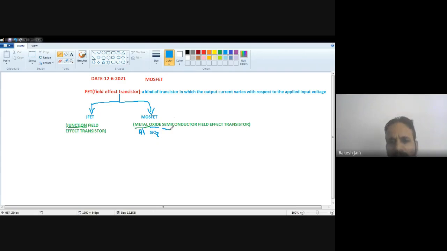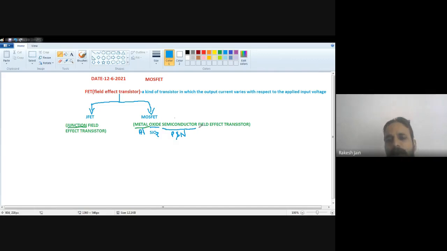Why do we use the word semiconductor? Because it is a transistor, so a P and N combination can be used, meaning P type semiconductor and N type semiconductor will be used for the construction of this MOSFET device. That's why the third word is semiconductor, because here is a combination of P type semiconductor and N type semiconductor.